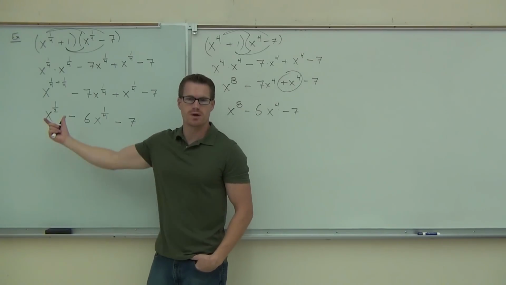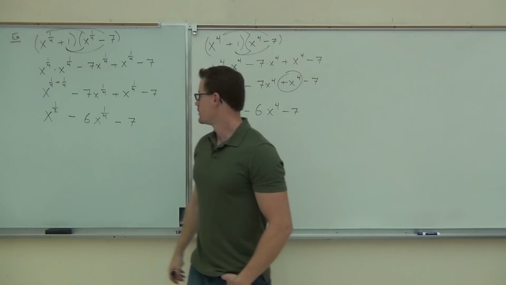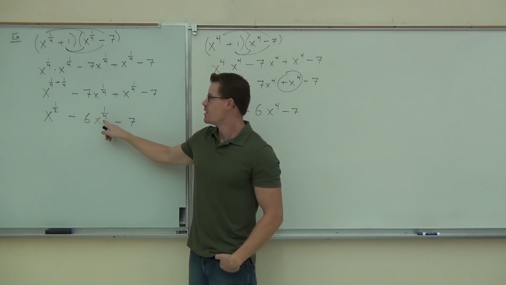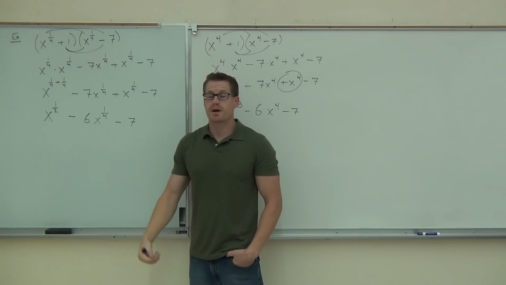Yeah, if that was 1/4, then we could. That's the only way we could combine them. Or if this was 1/2, right? But we can't get 1/2 out of that. It's a lot of trickery. Not trying to be tricky, you know.